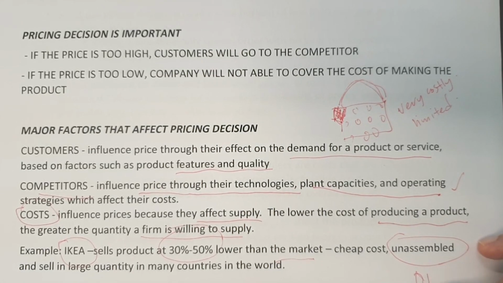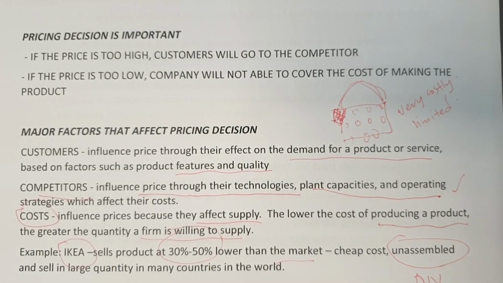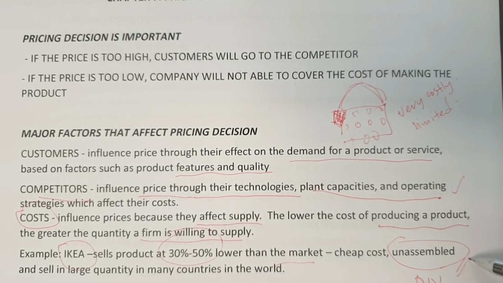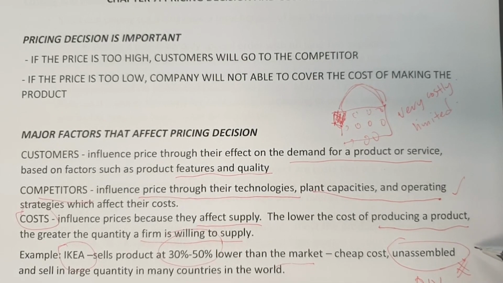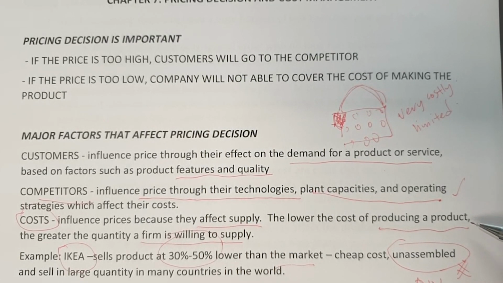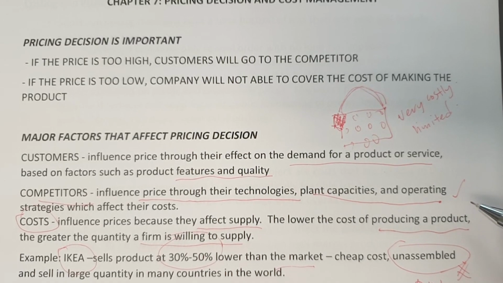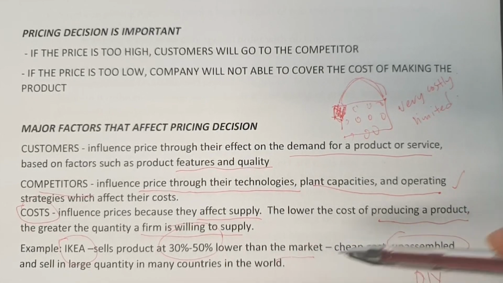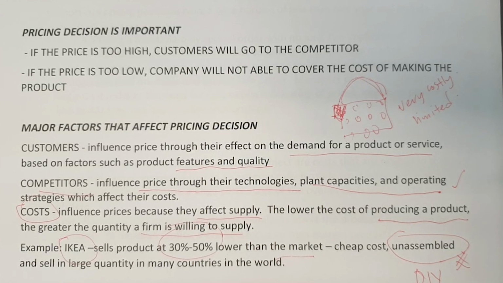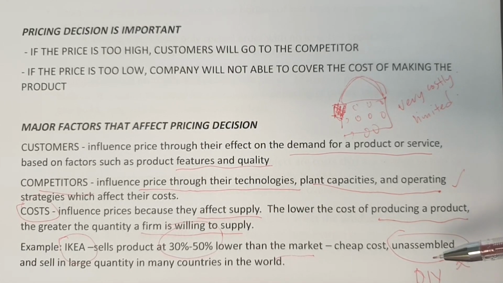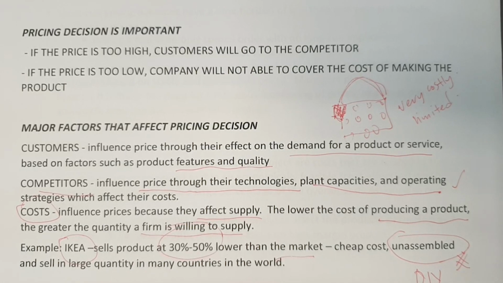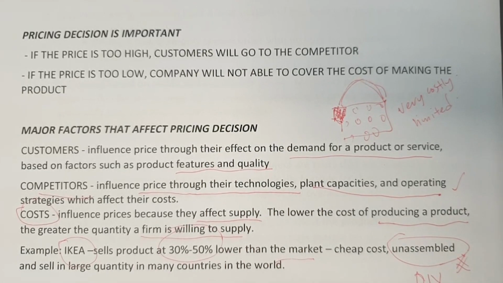It is a DIY process where the customers, once they got the product, have to assemble it by themselves. So this unassembled product actually reduces the cost very, very much, because in terms of transportation, it helps a lot to reduce the cost, and this will help them to reduce the cost of production, and they will be able to charge a low price compared to the market, and they also will be able to sell large quantities to the whole part of the world and make lots of profits by selling cheap products in their company.